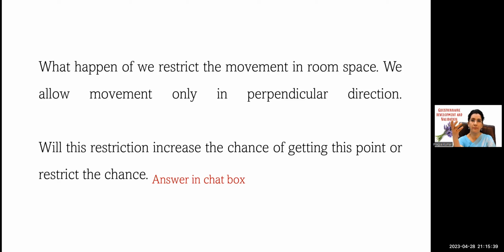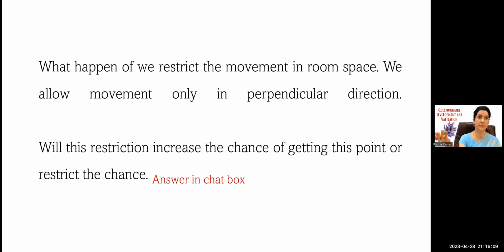So what will happen if I say the direction of movement is fixed? No, you can move only along the wall, that means in perpendicular directions. You can go to this corner and then again take a turn in the corner. You cannot go oblique, or you cannot go zigzag. And in the other case, I give you the other option, that you can go oblique also.